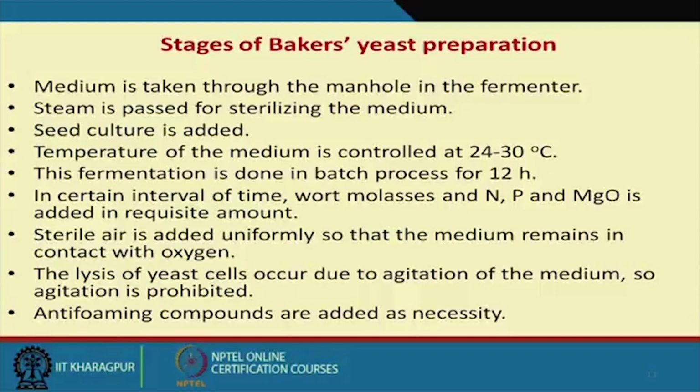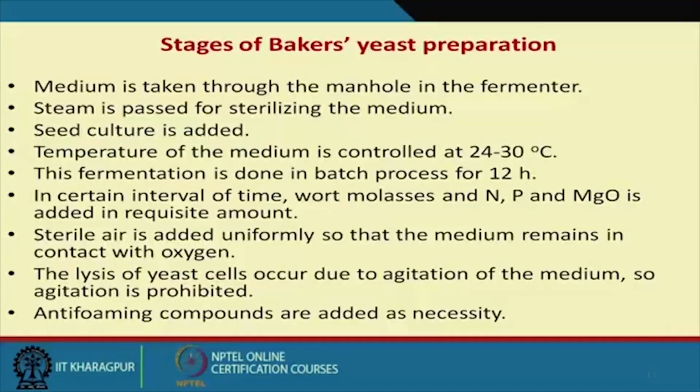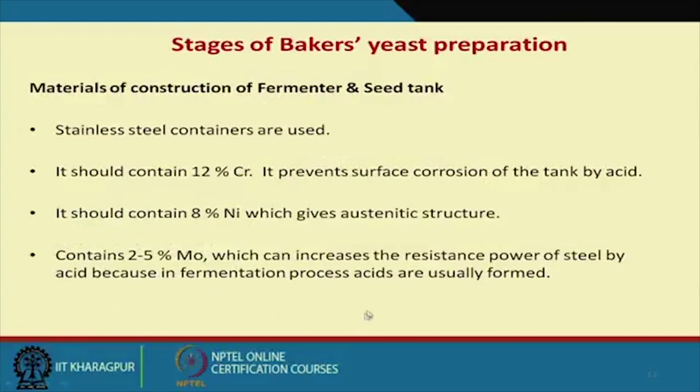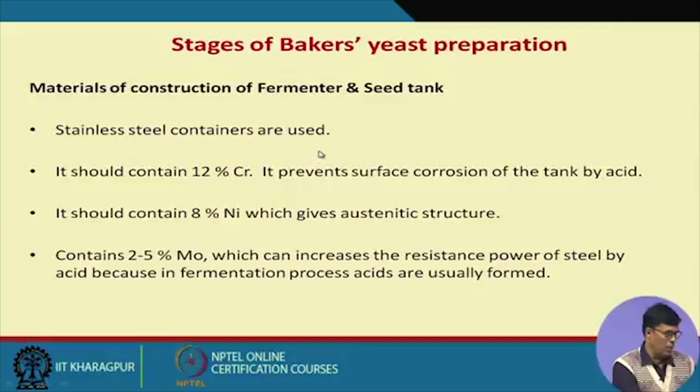The positive side is that the yeast cell has a very thick cell wall. So, even if you increase the agitator speed, the growth will not be much affected, but we cannot go beyond a certain level. Usually 200 to 250 rpm is good enough for keeping the cells in suspension. Antifoam compound is added whenever required. Now, as for the material of construction of the fermenter, I already explained that stainless steel containers are used. There are different types of stainless steel available in the market.